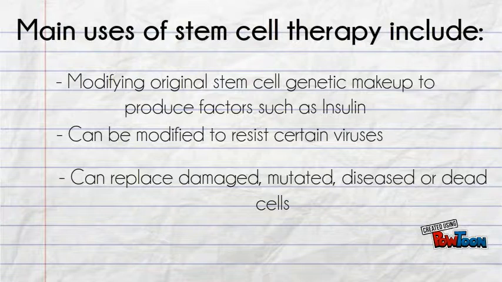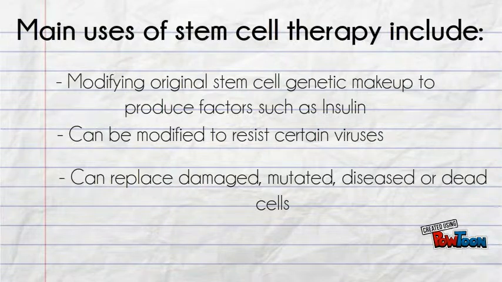Main uses of stem cell therapy include modifying original stem cell genetic makeup to produce factors such as insulin. Stem cells can be modified to resist certain viruses. For example, studies are underway to create stem cells resistant to HIV. Once implanted, these stem cells would repopulate the diseased immune system of AIDS patients with cells resistant to the disease.